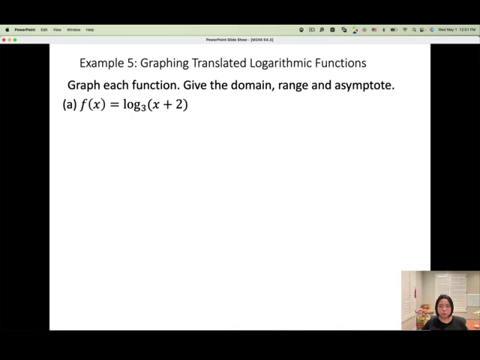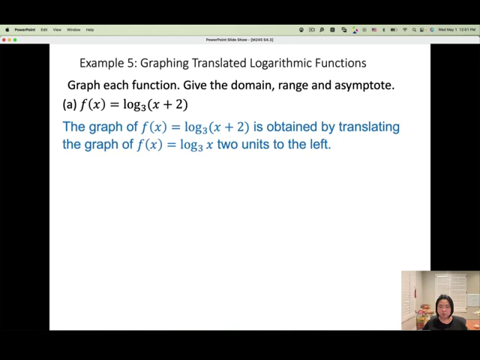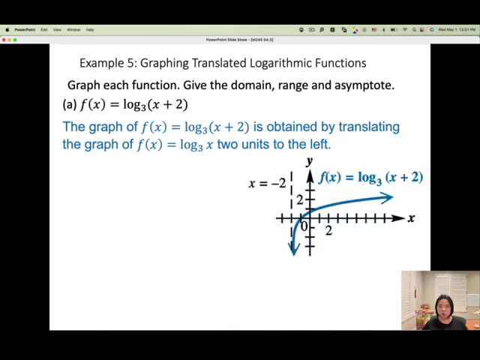Graph each function, give the domain, range, and the asymptote. Okay, so we know how to graph f of x equal to log base 3 of x. Right now, we're going to put x plus 2. Remember the transformation of graphs? When you have x plus 2, you're going to shift to the left 2 units, so the whole graph is shifted to the left 2 units. Before that, with log base 3 of x, x equal to 0 was the vertical asymptote. Now we shift 2 units to the left, so that becomes x equal to negative 2.